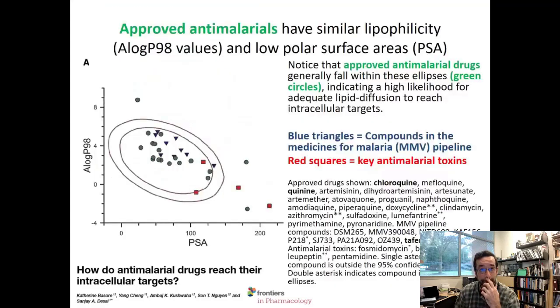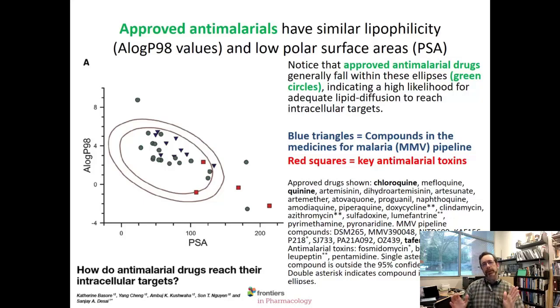So one of the things they've noticed is that the antimalarials that work and are approved tend to look the same chemically. They tend to have similar chemical structures. Part of this is that many of them operate on the same enzymes inside the parasite, or they operate using the same chemical means. So this means that there's something similar about them chemically.